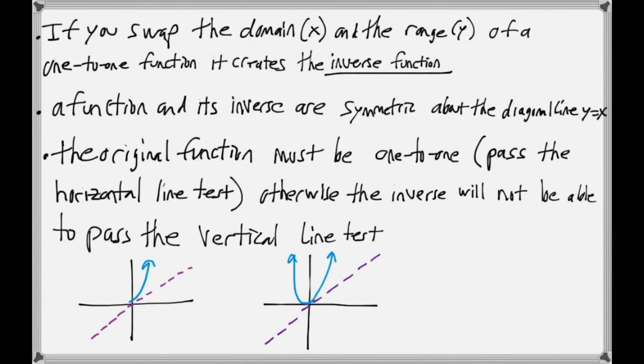For inverse functions, to find them, if you swap the domain, which is your x, and the range, which is y, of a one-to-one function, then this creates the inverse function. There's a couple things I want to talk about with the inverse function. A function and its inverse are symmetric about the diagonal line y equals x, and the original function must be one-to-one, meaning it has to pass the horizontal line test. Otherwise, the inverse will not be able to pass the vertical line test.